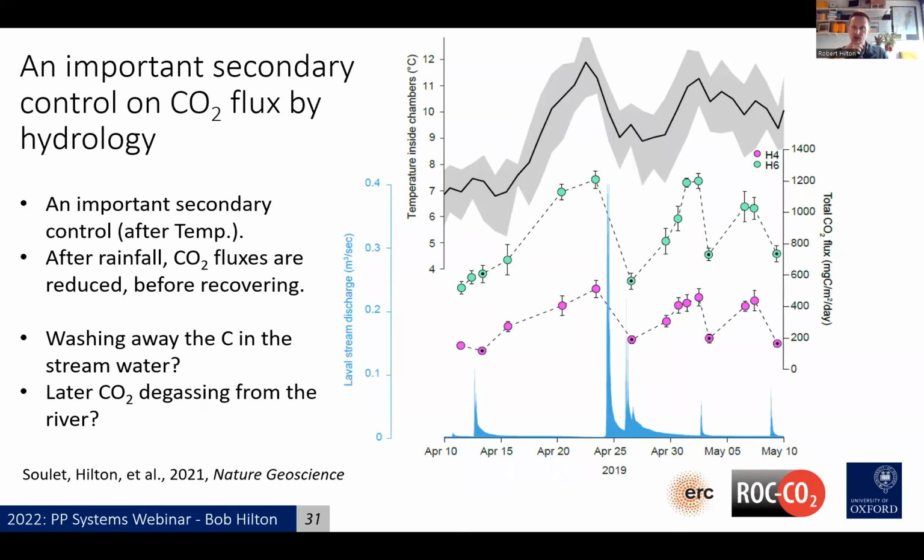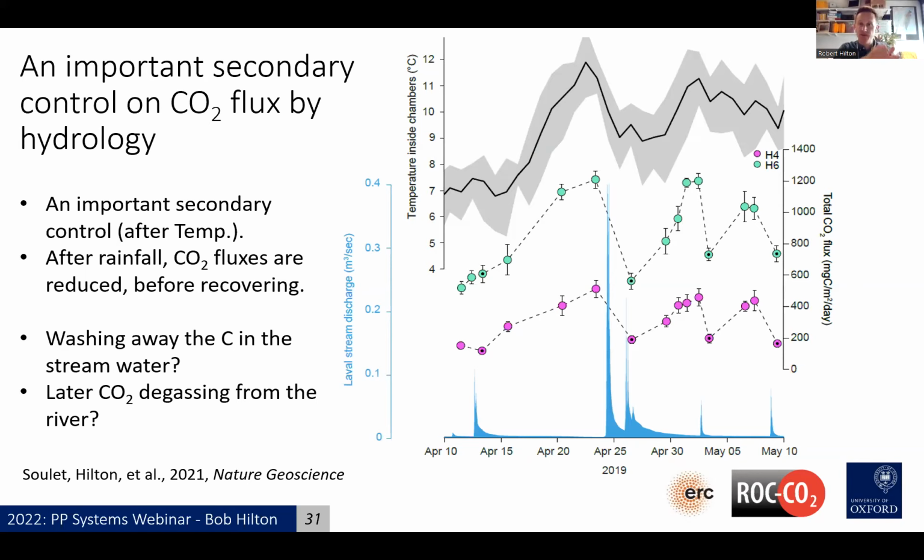Another important secondary control was right at the end of the project. We realized, hang on a minute, we've got some variability. What's it caused by? Could it be caused by rainfall events? So when it rains heavily in the catchment, what's happening? At that point, we'd only been measuring, say, one chamber. We might measure it over a week, so maybe on Monday and Friday, and then the trip would end. And then we'd come back a few months later and measure it again.